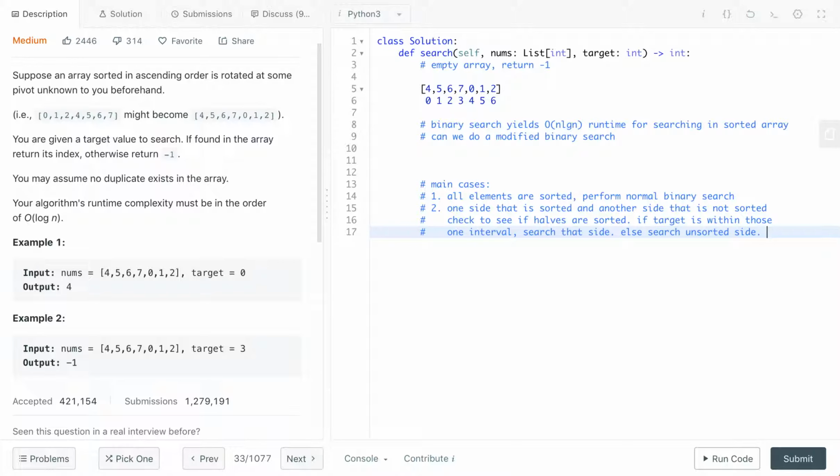And we know that in this case we will have one sorted and one unsorted. So if we search, we see that one side is sorted, and we see that the target is within that side, we will search that side. However, if one side is sorted and the target is not within that side, then there's no reason to search that side, so we would search the other side. And that's how we would proceed with our modified binary search.